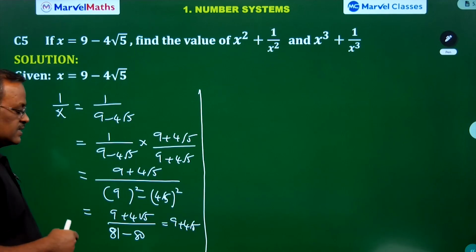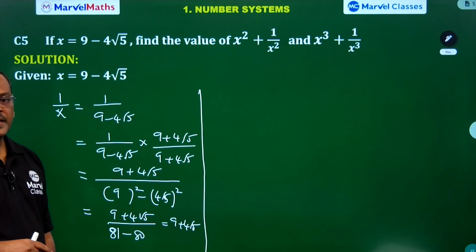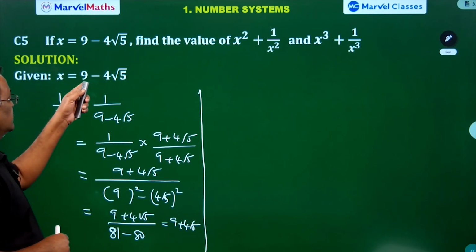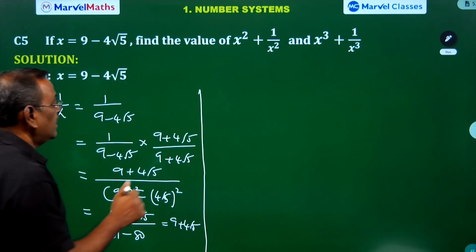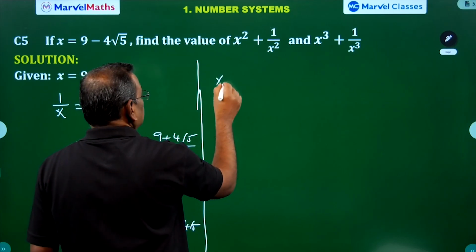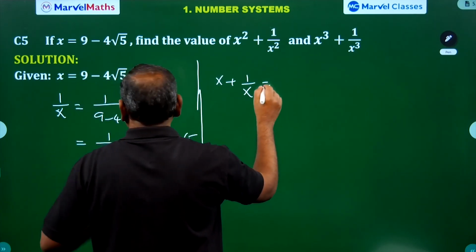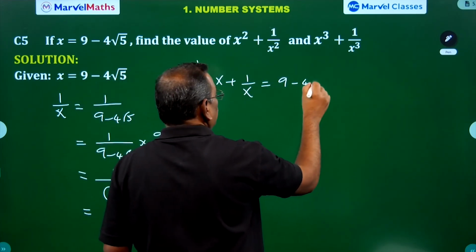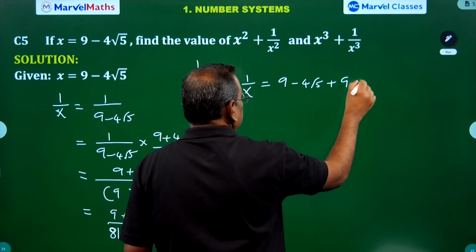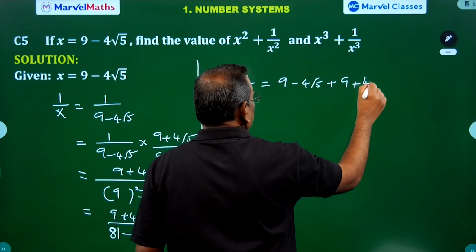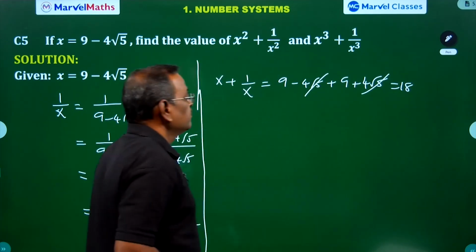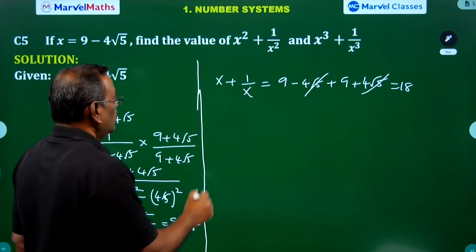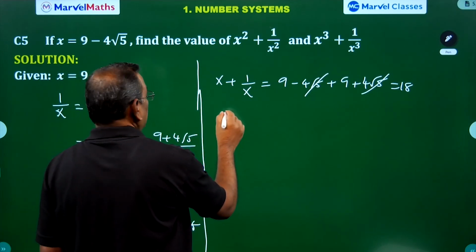Now you can easily understand the concept of the reciprocal of a binomial. Here it is x equal to 9 minus 4 root 5, 1 by x is 9 plus 4 root 5. Now adding these two, so what is x plus 1 by x? x equal to 9 minus 4 root 5 and 1 by x is 9 plus 4 root 5, which is equal to 18. Correct.